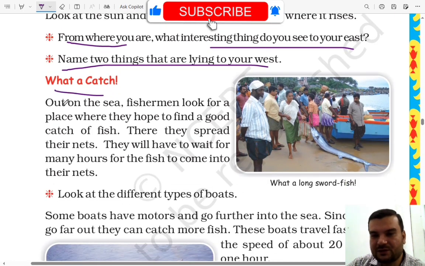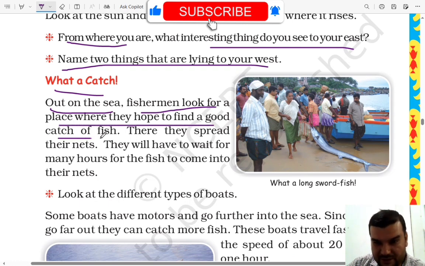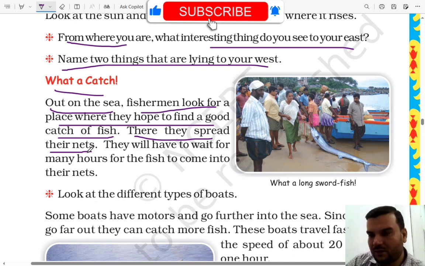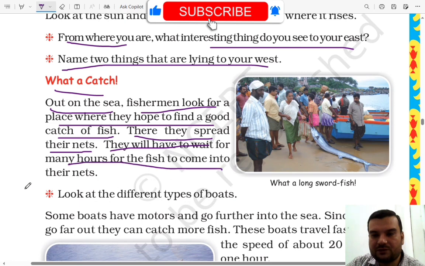What a catch! Out on the sea, fishermen look for a place where they hope to find a good catch of the fish. There they spread their nets. Okay, so what are the nets? For catching the fishes, they have to spread the nets so that they can easily catch the fish. They will have to wait for many hours for the fish to come into their nets.